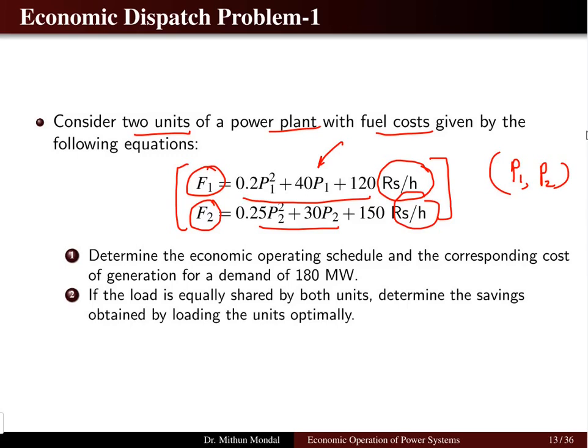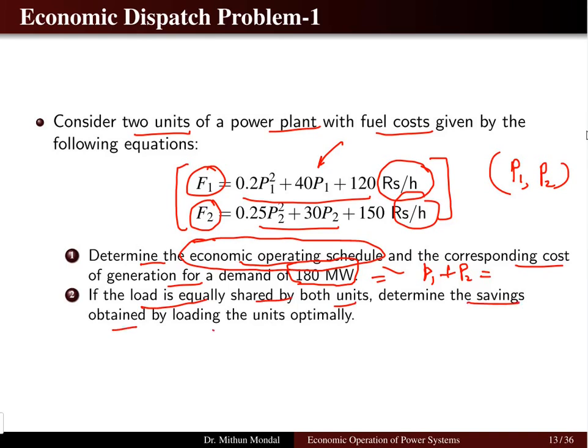The first part of the problem asks: determine the economic operation schedule and the corresponding cost of generation for a demand of 180 megawatt. So 180 megawatt is the demand. It means the total power that we need to produce, P1 plus P2, has to be 180 megawatt. What is the economic operation schedule that we need to follow? And if the load is equally shared by both units, determine the saving involved by loading the units optimally. So the cost saving we need to determine.